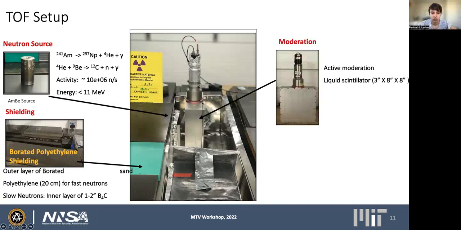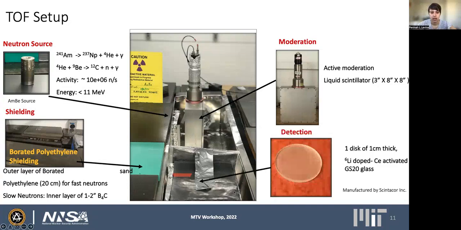Next, we have moderation. This here is our liquid scintillator detector. The neutrons coming out of the source box will hit this liquid scintillator and get moderated, and then travel along the time of flight distance. So that's detector 1, where we have the start of the time of flight window. And then finally, in this collimator here, we have our second detector, which is a lithium-6 doped GS20 glass. And this is where the time of flight ends.